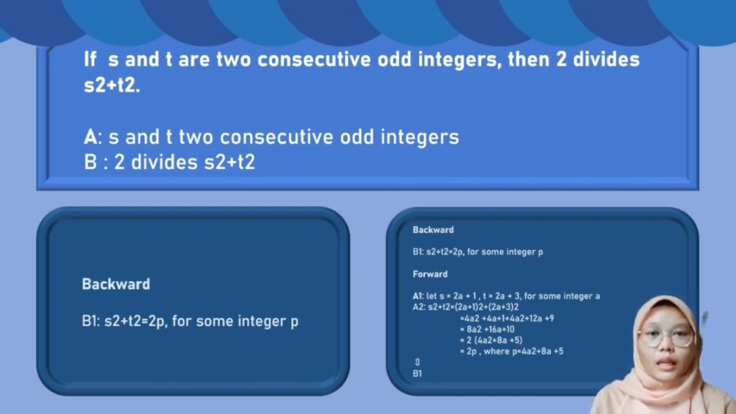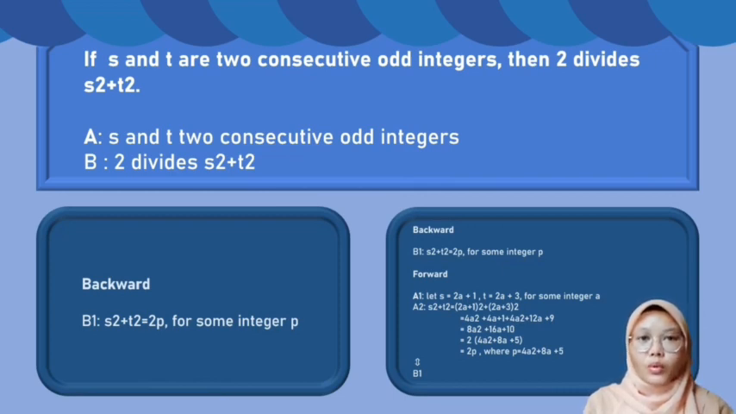A1 is we let S equal to A plus 1 and T equal to A plus 3 for some integer A. Next step is A2. We substitute the values we got in A1 into S squared plus T squared. So we get 2 bracket 4A squared plus 8A plus 5 equal to 2P, where P is equal to 4A squared plus 8A plus 5. So we get A2 equivalent to B1.